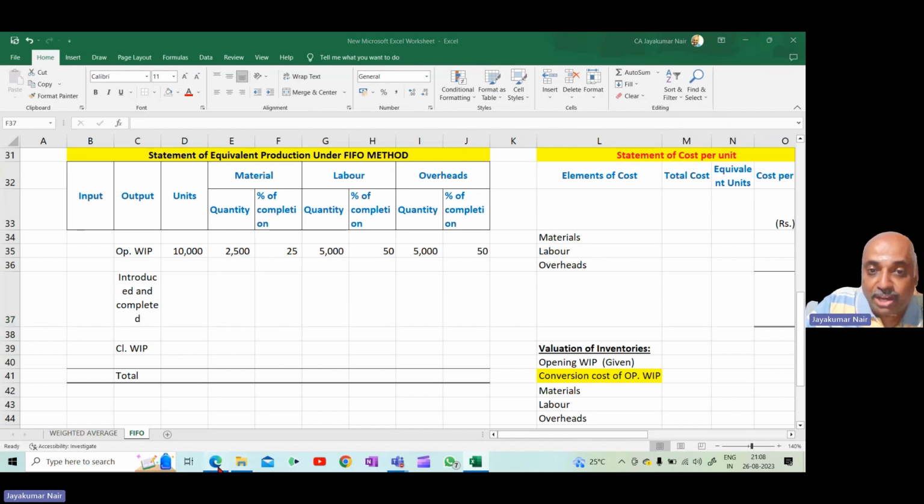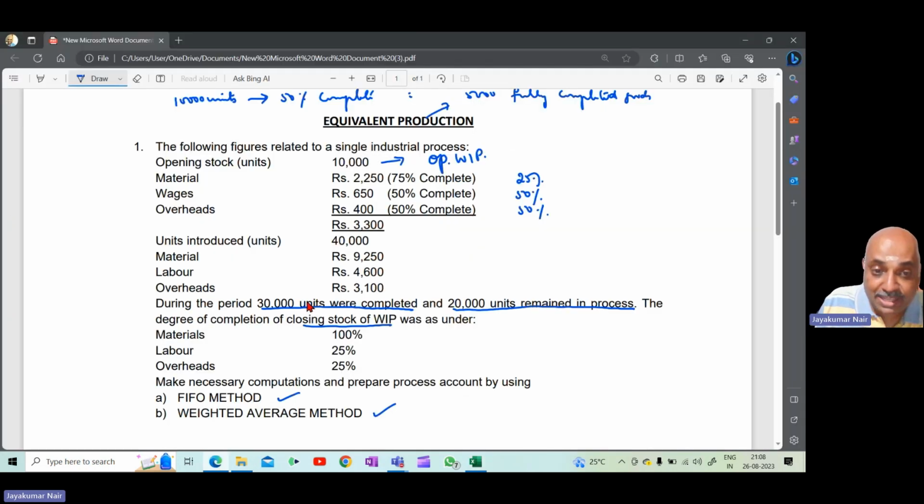Now, the units which are introduced and completed. They are saying that 30,000 units were completed. Remember, 10,000 units you had as opening work in progress. First, you will be completing this into finished goods. So we will be following first in, first out. That means whatever has come in from the previous process, where we have already carried out some production activity, has to be first completed into finished product. Only then the units that you have introduced will be touched.